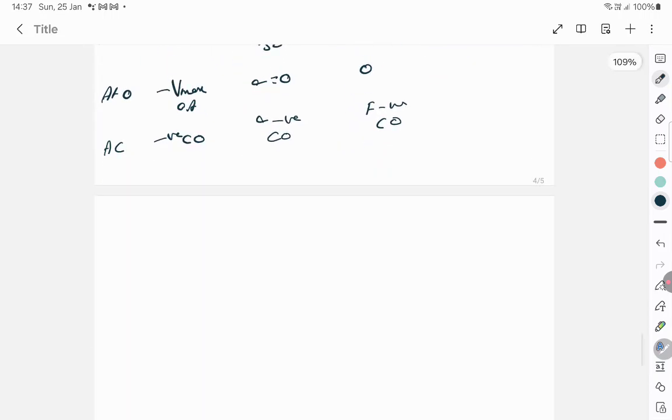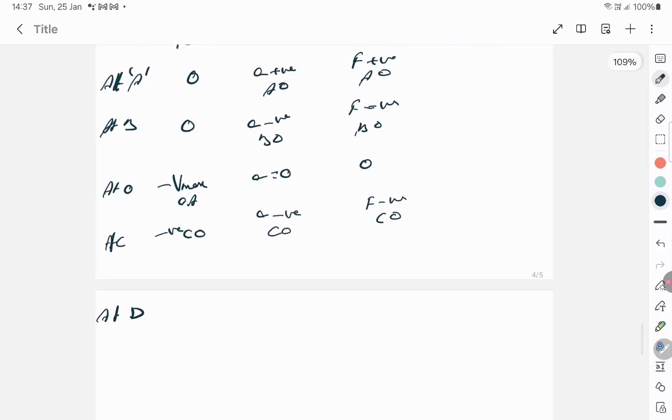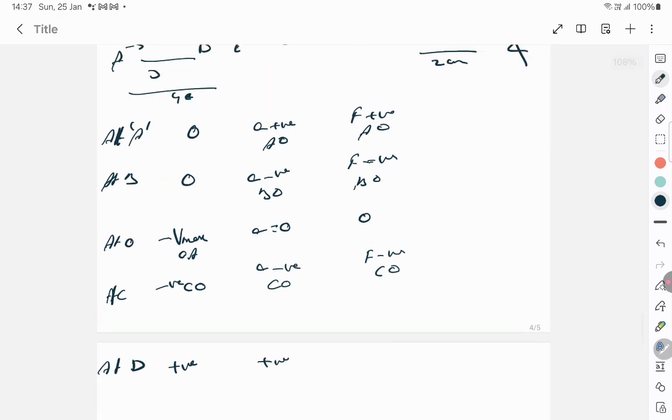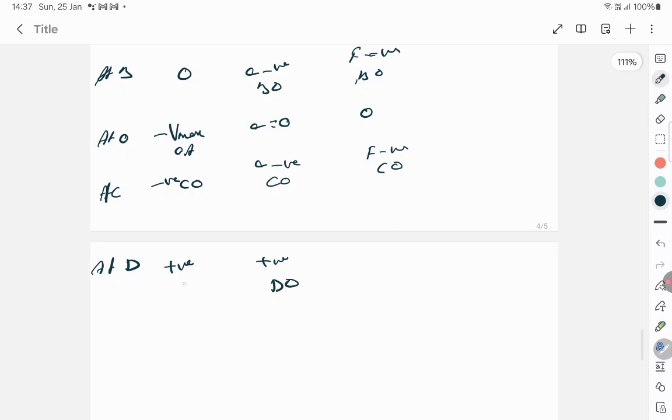So next they are asking about the position D. At D, how is it directed? Directed towards B. So that will have a velocity which is positive. The restoring force, and the acceleration, will also be positive because that is also directed towards DO. The velocity is positive, and the force is also positive along DO.